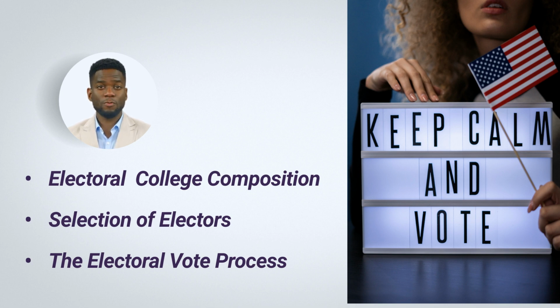The electoral vote process. The electoral voting process is a multi-step procedure that culminates on Election Day, which is held on the first Tuesday following the first Monday in November. Voters cast their ballots for their preferred presidential candidate, although they are technically voting for a slate of electors chosen by that candidate's party.